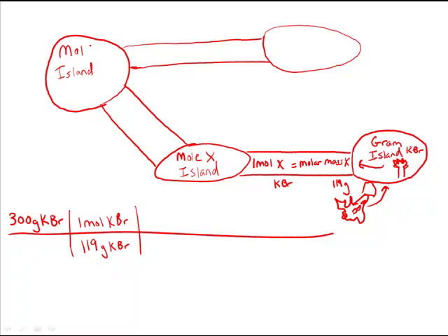We're Mole X Island. They're Mole Y Island. They use a different kind of currency. So while you're Mole X, in this case KBr, they have an entirely different kind of currency. Theirs is going to be calcium bromide. Why put that in parentheses? I have no idea. We don't need it, but it'll work out.